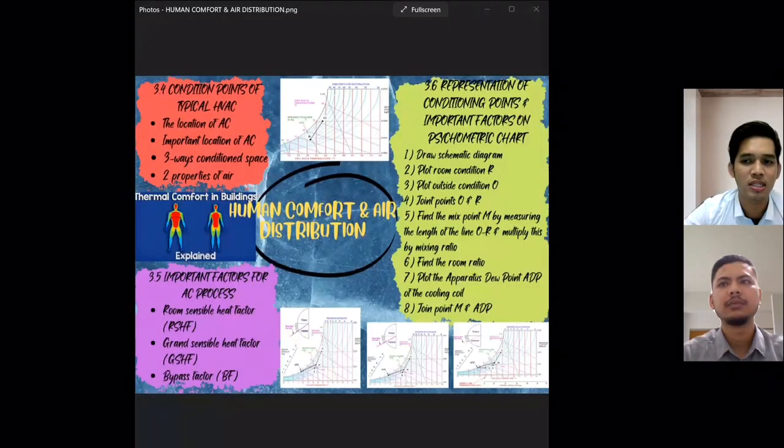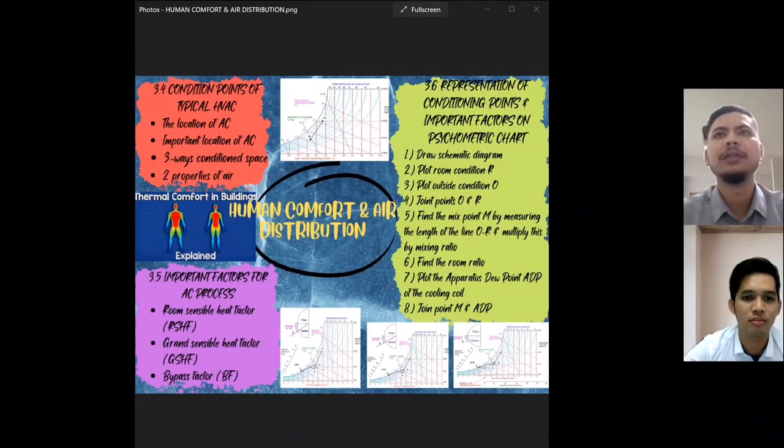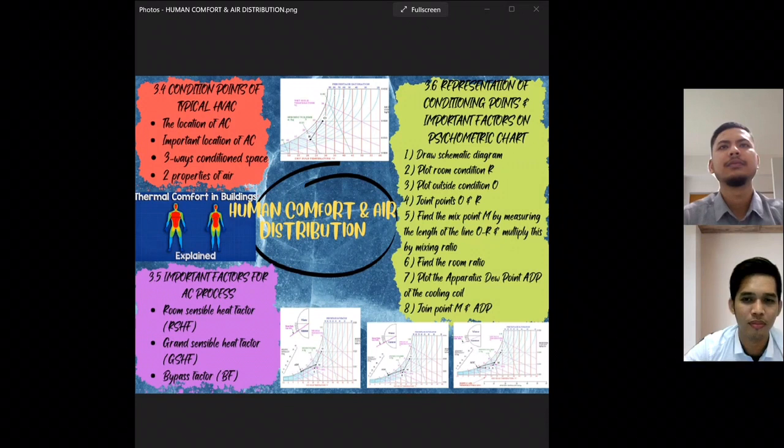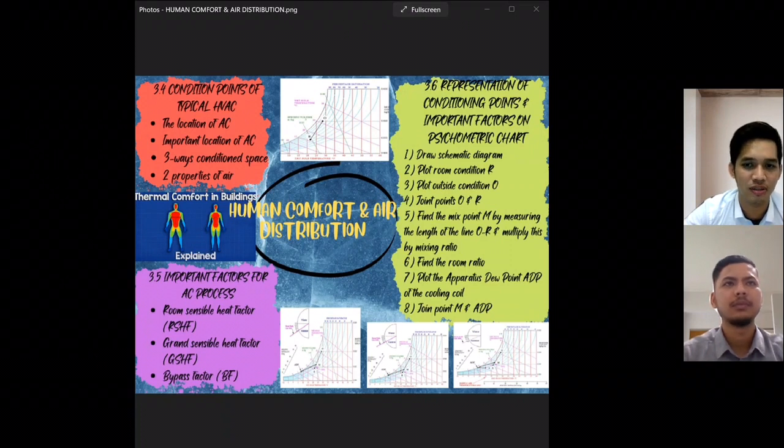My name is Muhammad Hazim bin Mansur and my group member is Muhammad Amin Syafiq bin Muhammad Ramli. Today I'm going to present for team 1 about human comfort and air distribution. I will cover the condition point of typical HVAC. The condition points of typical HVAC are the locations of air conditioning state with thermodynamic process.